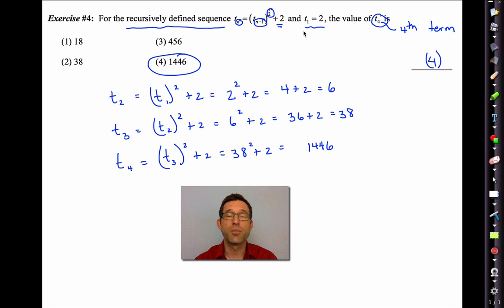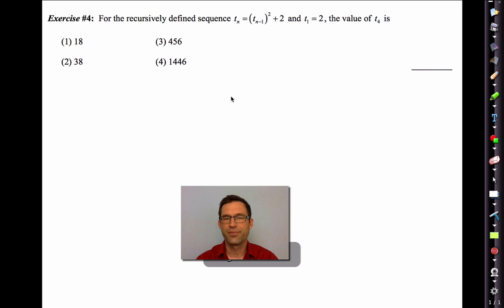Of course, this would be amazingly inefficient if we were looking for t of 100, unless we had something like a spreadsheet. Spreadsheets can calculate recursive definitions for sequences very quickly. Anyhow, pause the video now and write down anything you have to. All right, let's move on.